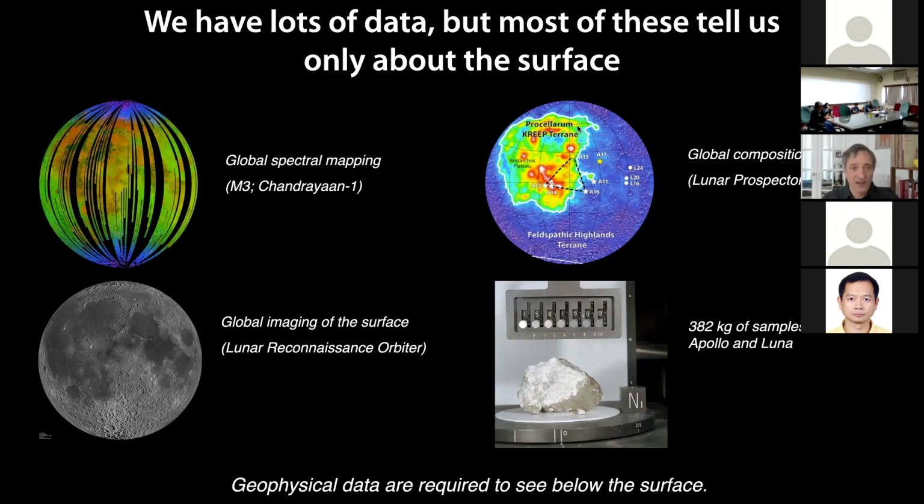Now, the problem is that almost all of these data sets are mostly concerned about the surface. If you want to see below the surface, kilometers or tens of kilometers or even 1,000 kilometers below the surface, you really need to have some geophysical data. One of the key geophysical data sets that we have is related to the gravitational field of the moon. This is because gravity is proportional to mass anomalies, so it gives us information about how mass is distributed below the surface.